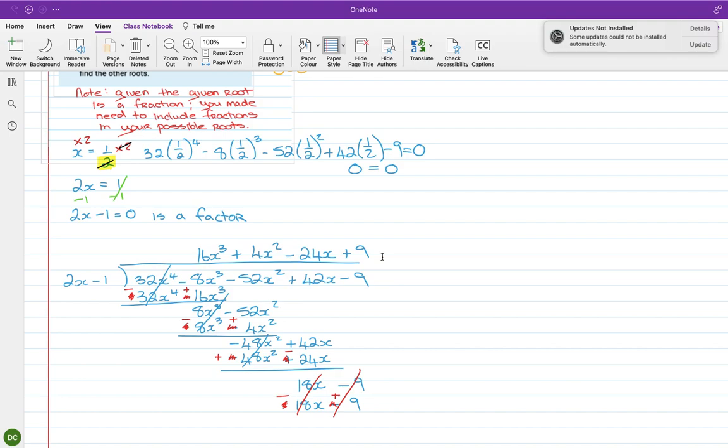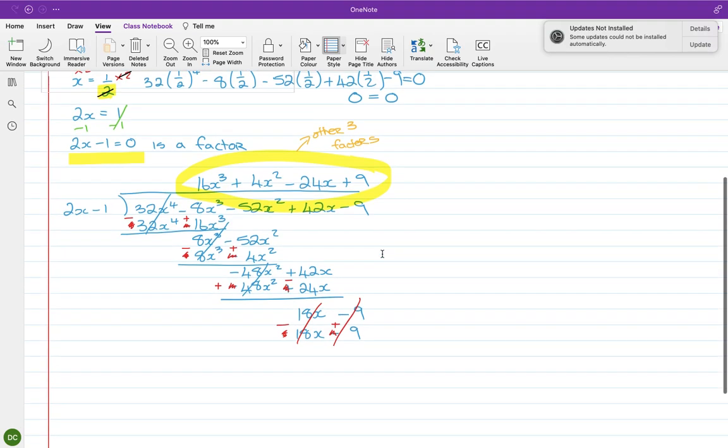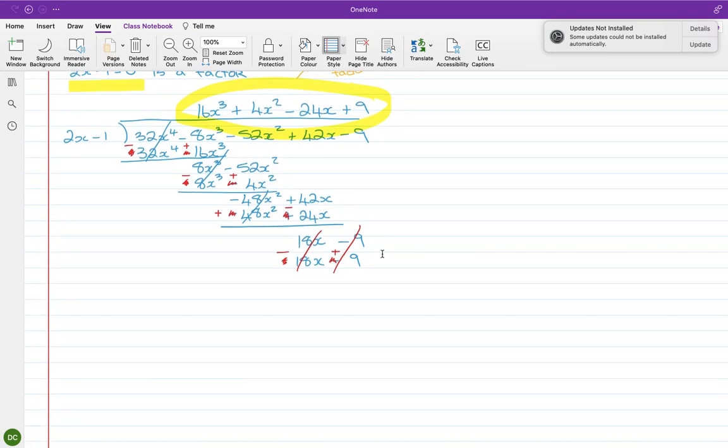I have said that this is an equation to the power of 4, so it has 4 factors. I found one of the factors up here, and now I know that the other 3 factors are hidden in here. So I did notice this yesterday, so we're going to have to break this up, which basically means solving the cubic equation. So I have 16x cubed plus 4x squared minus 24x plus 9. And I'm going to need to find a root.